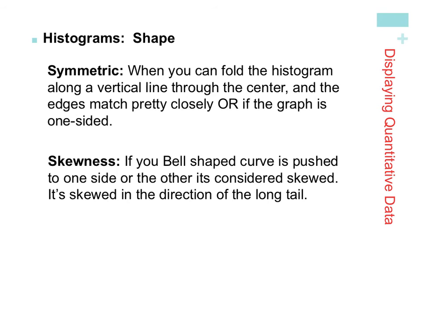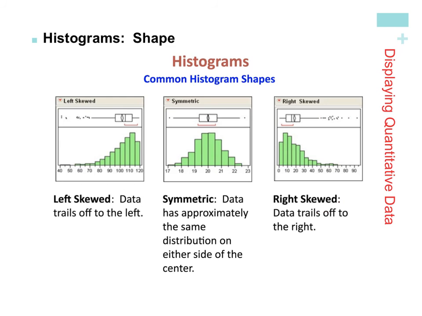Just like dot plots, we also have ones that are symmetric. We have skew, whether it's right skew or left skew. Those all still and rules apply exactly the same. So here's some examples: a left skew, a symmetrical, and then a right skewed. And notice on, again, the skew, how that tail is going to the left. This one, it's a right skewed because that tail is going to the right.